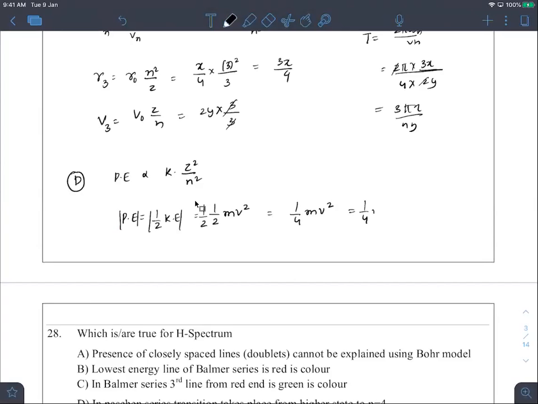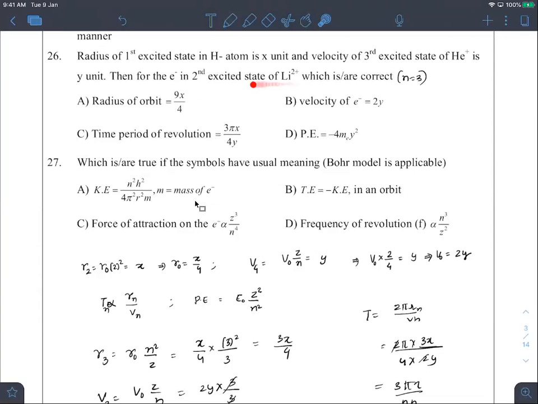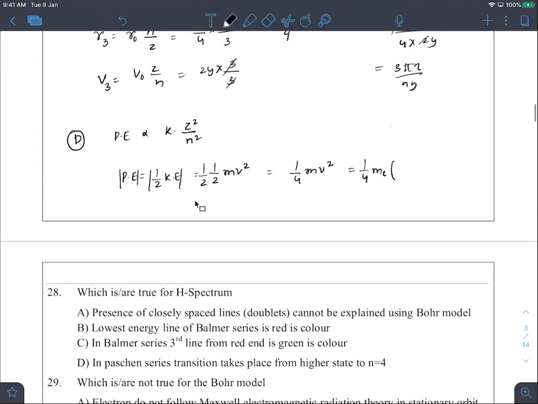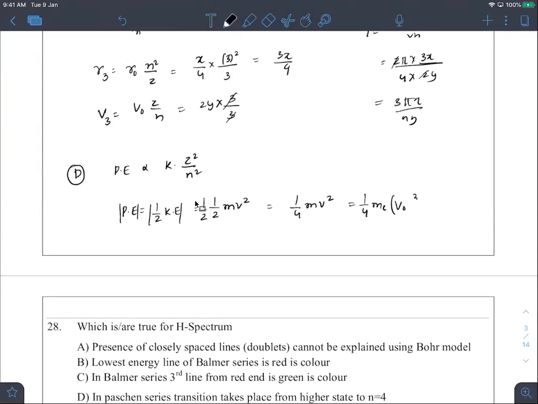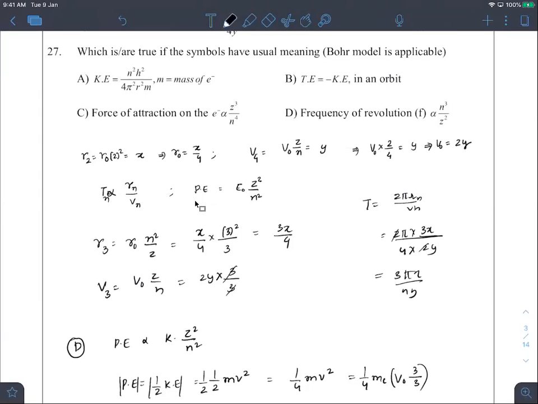So 1 by 4 into mass of electron into, now we need to calculate potential energy for second excited state of lithium. So therefore n is equal to 3. So this is for Vn. Vn is V naught Z by n. So 3 by 3, so that will get cancelled. Okay, beta? Got the answer? Yes, sir.